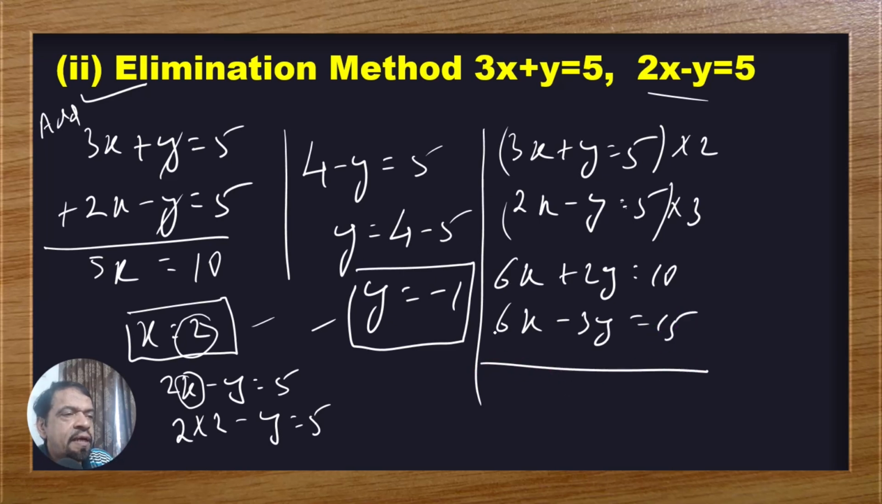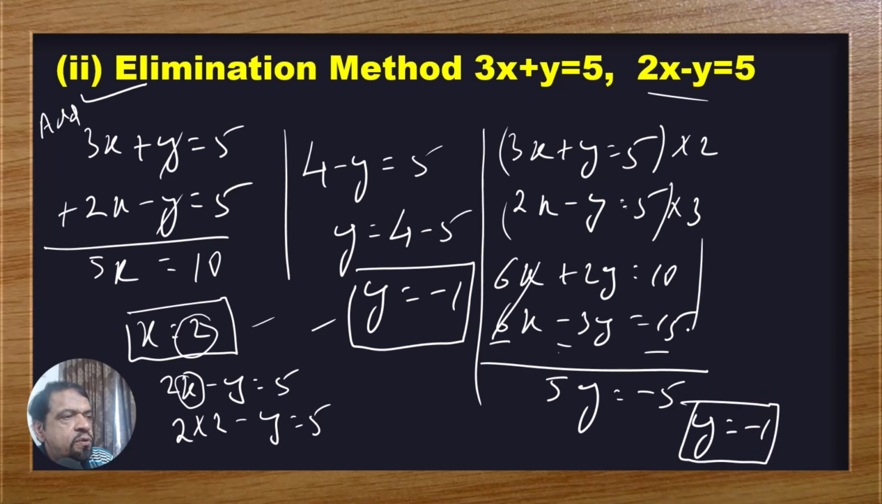Now we will subtract these equations. By subtracting, the x term will be cancelled. By subtracting here, minus will be plus. So 3y plus 2y is 5y, and 10 minus 15 is minus 5. So y is equal to minus 1.